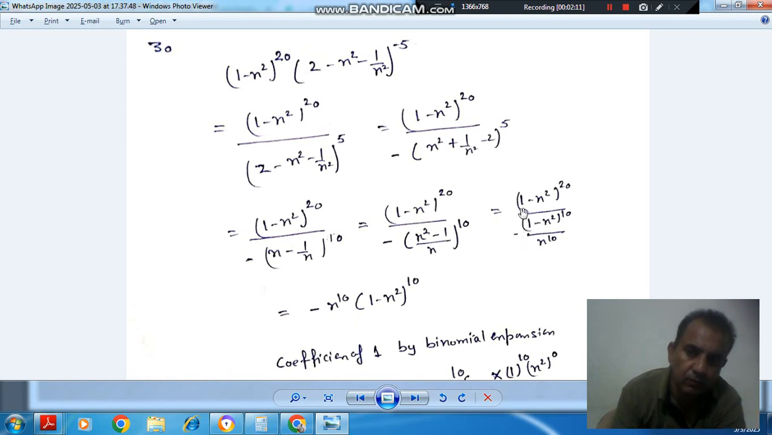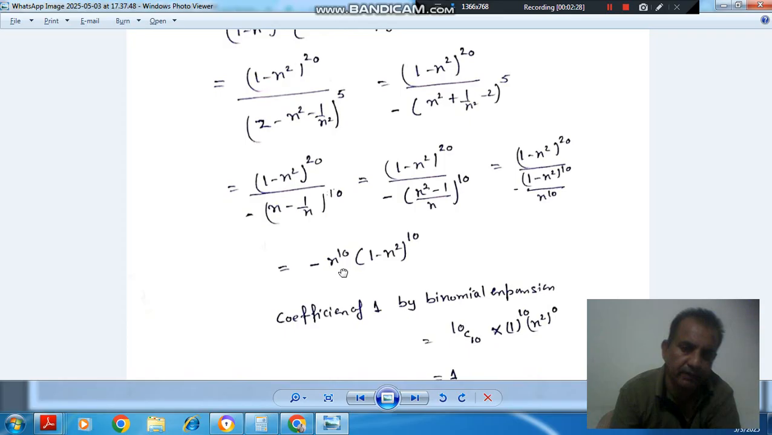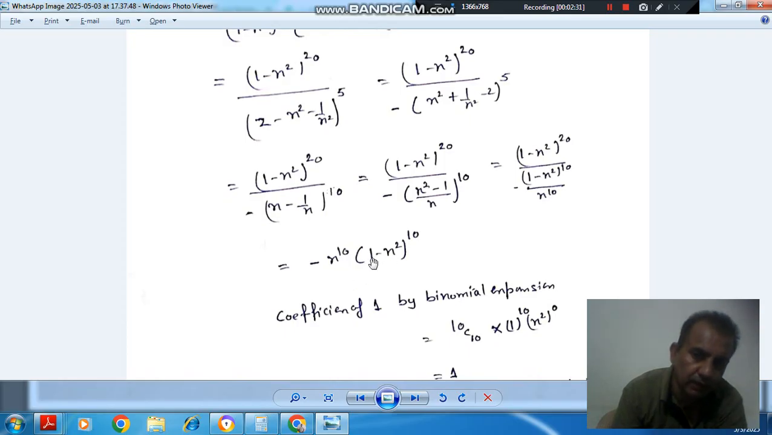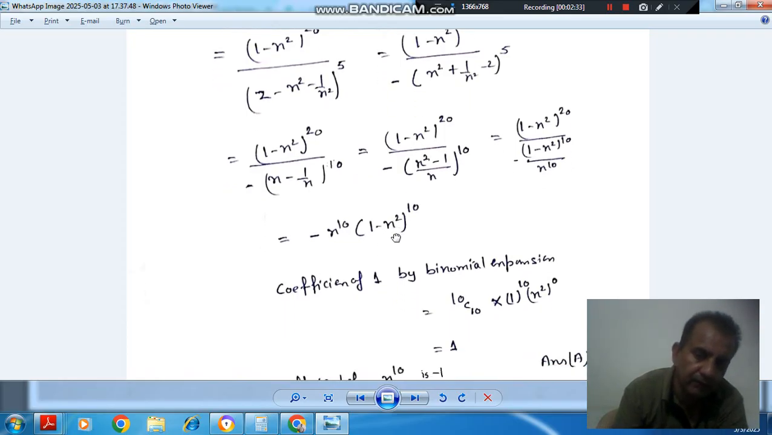So it will be (1 minus x^2)^20 divided by (1 minus x^2)^10 divided by x^10, and the minus sign here. So this will make x^10 times (1 minus x^2)^10, and this will be here, minus x^10. So if we expand it, then we find the coefficient of 1.